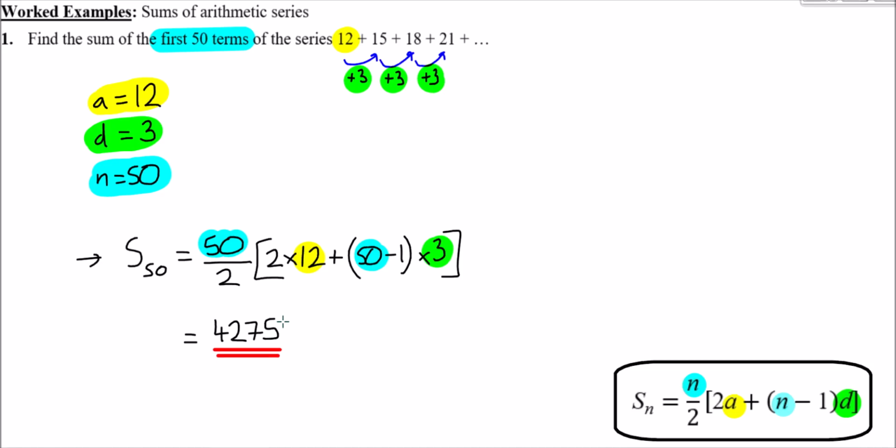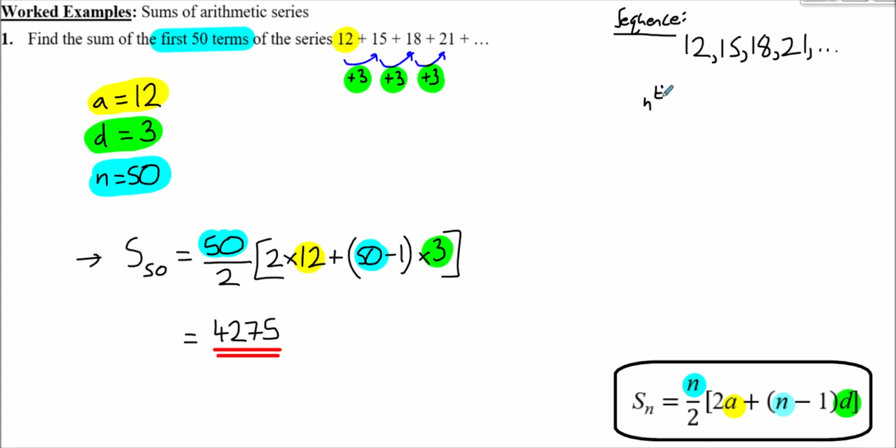Now we're going to have a lesson on sigma notation, but I'm going to just skip ahead here. So this series here, if you imagine it as a sequence, this is going a bit above and beyond what we need to know today, but it's worth mentioning. So 12, 15, 18, 21.